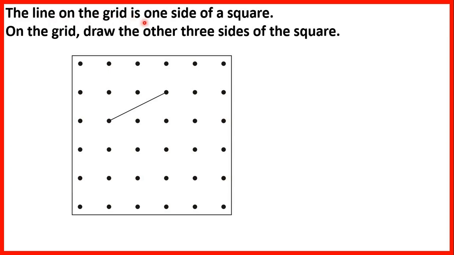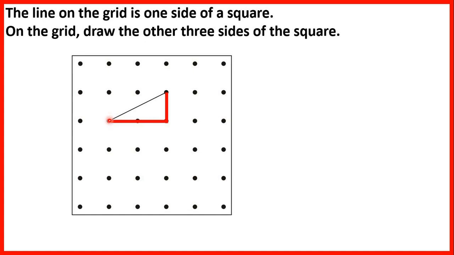The line on the grid is one side of a square. On the grid, draw the other 3 sides of the square. So one way to do this, which might make it easier, is for us just to turn our page to make this line either horizontal or vertical. Or we could use a different method.